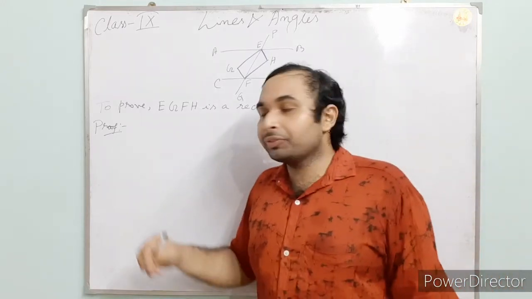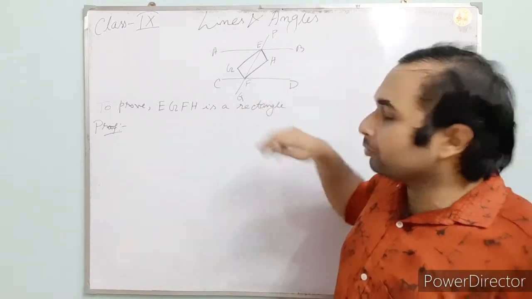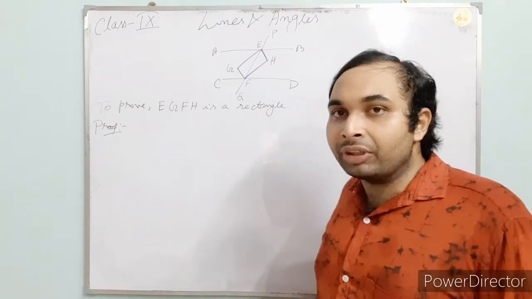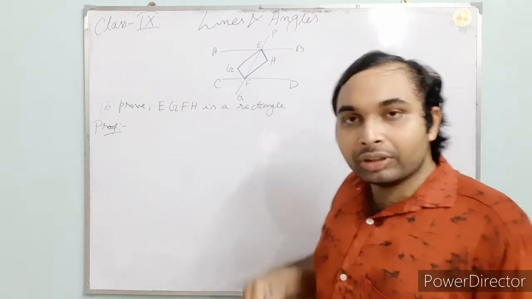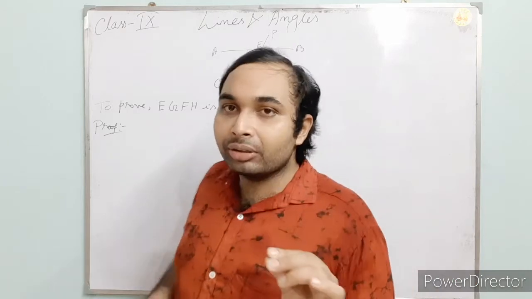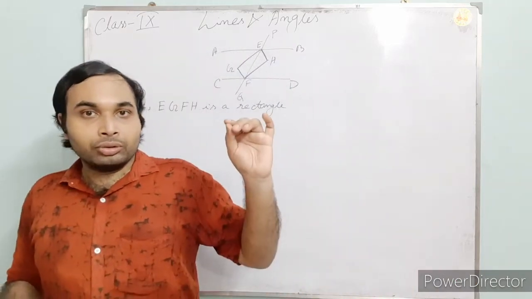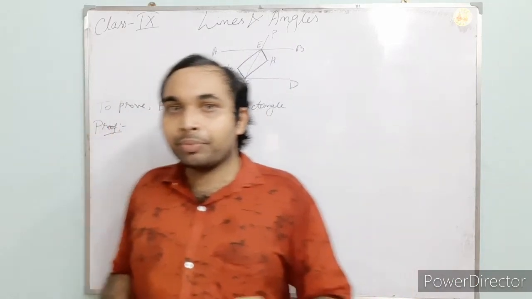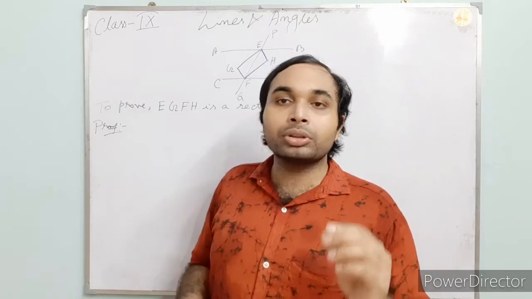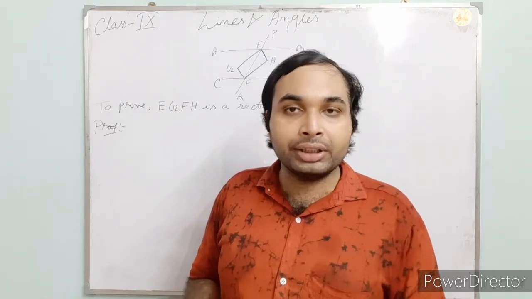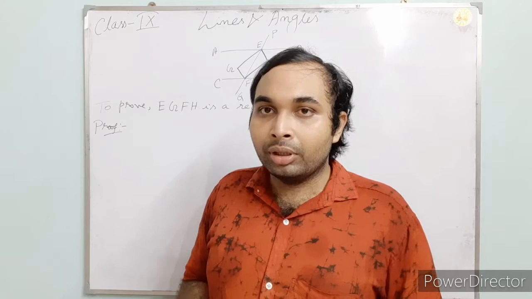So for the proof, you have to prove the rectangle. What is the definition of a rectangle at first? The definition of a rectangle is a parallelogram whose one angle is 90 degrees. A parallelogram whose one angle is 90 degrees. Now what is a parallelogram?